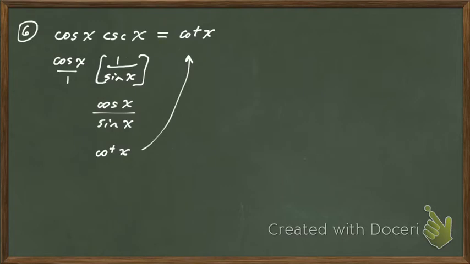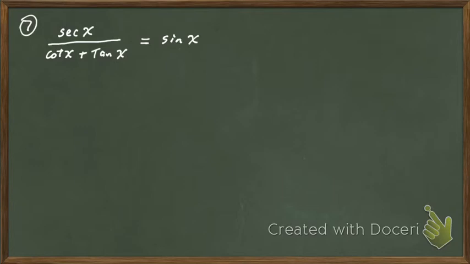Separate slide. Here's 6. I broke it into sines and cosines. 7 now says what? 7's secant of x over cotangent x plus tan of x. Yeah. And what do they want us to show it equaling? Sine of x? Okay, so they want us to show that this equals sine of x. If you're ever at a loss, that's the best advice I could give you, is change everything to sines and cosines.